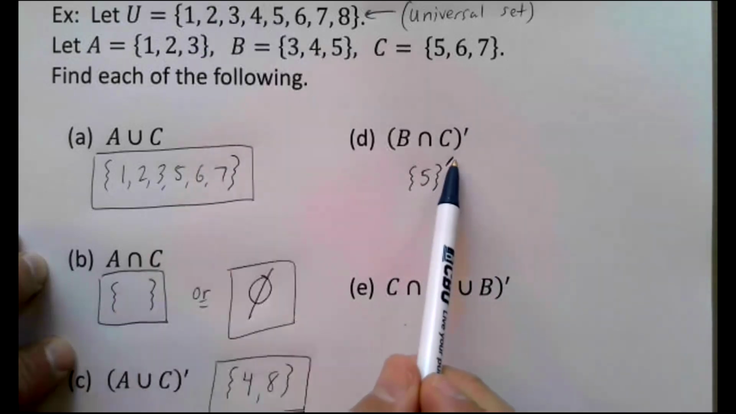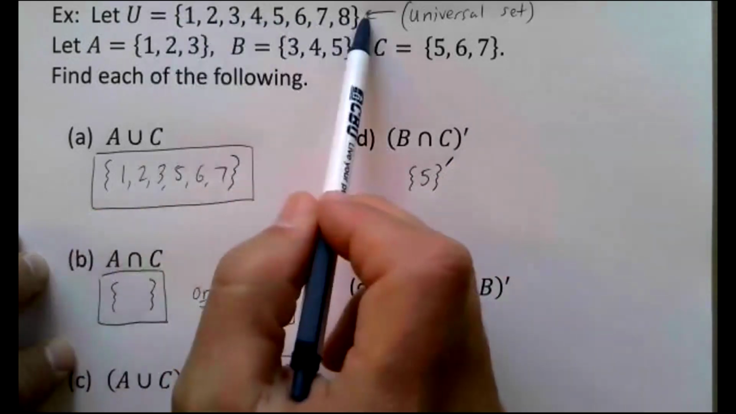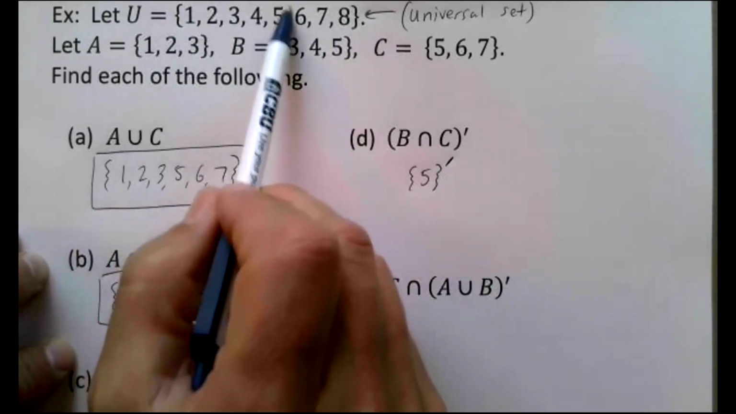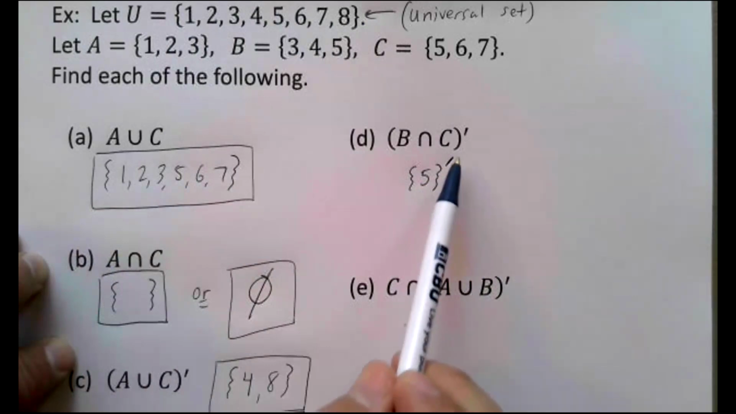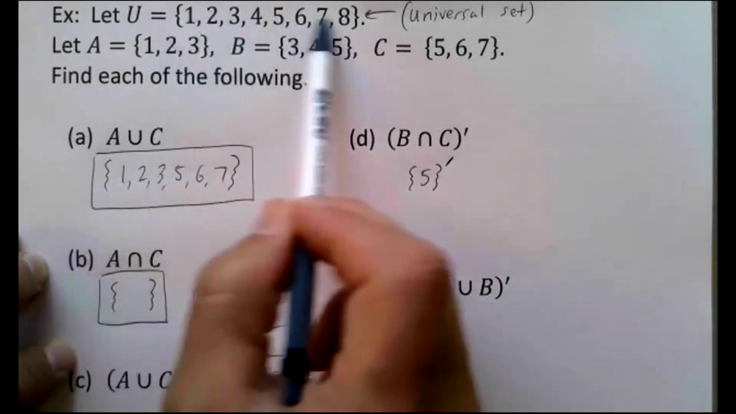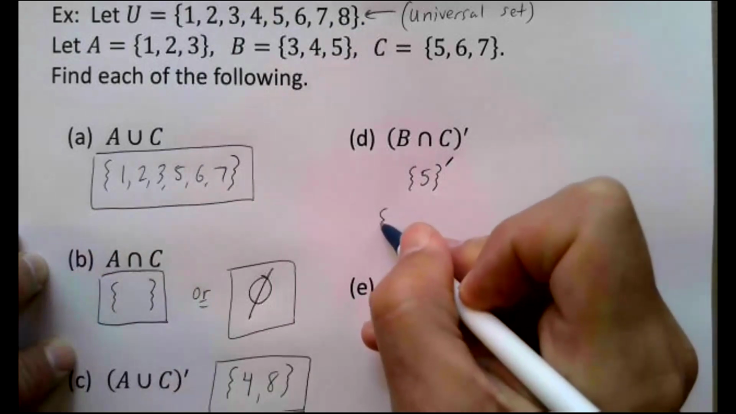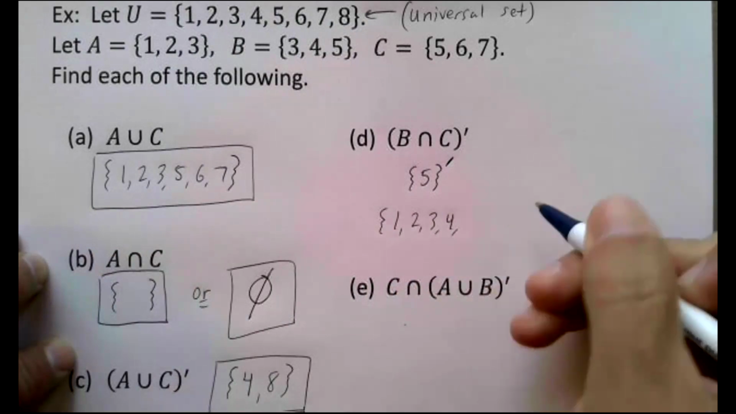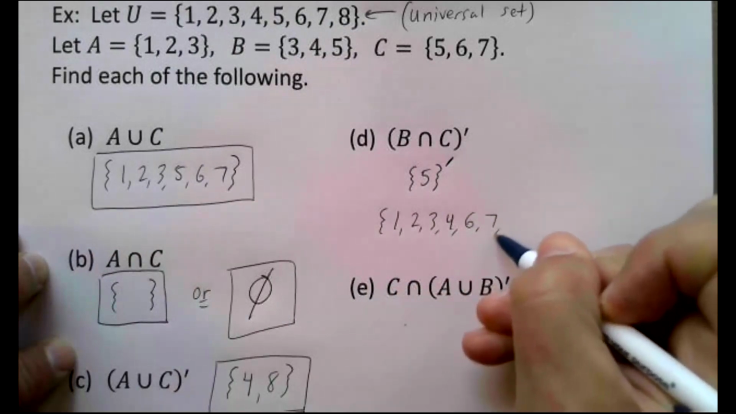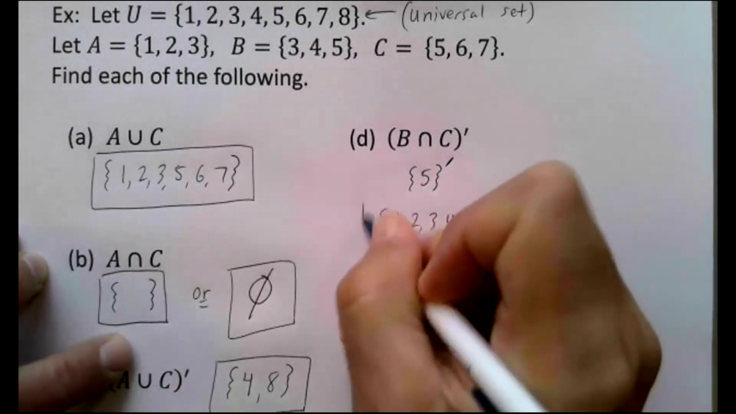That means now to take the complement of that, you have to go back to the universal set and list everything except for this, right? It's everything that's not in this group when we compare it to the universal set. So that would be everything except the 5, right? Like 1, 2, 3, 4, and then 6, 7, 8. That's my final answer.